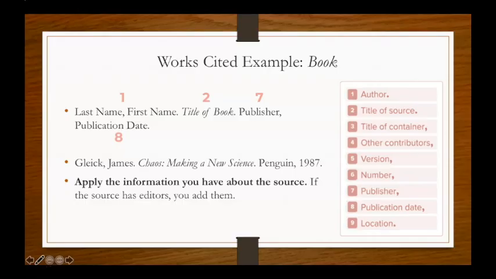Now, say you wanted to cite a single chapter in a book. In that case, the chapter name becomes the title of the source, so you would put it before the title of the container. It would be the name of the chapter in quotation marks. Then the title of the container comes next. That's the book, and it goes in italics. The container will always be in italics, the thing that contains the source that you're referencing. The book contains the chapter.